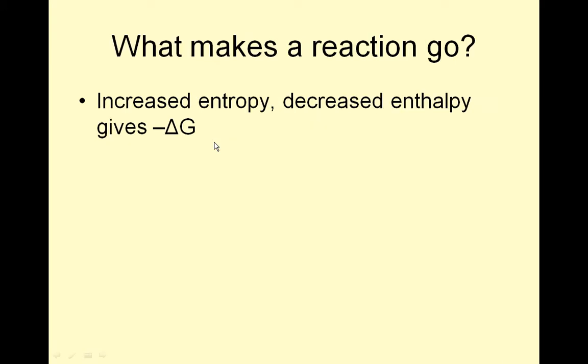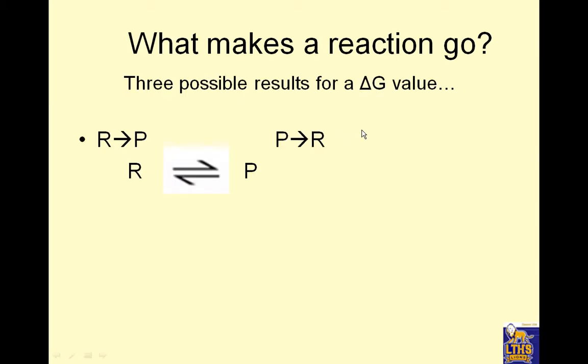Okay, so what makes a reaction go? Well, we already talked about increased entropy, decreased enthalpy. We'll get a negative delta G. Okay, so that is a spontaneous reaction. Well, there's a case for not spontaneous as well, and then there's the other case. So what makes a reaction go? Three possible results for delta G.